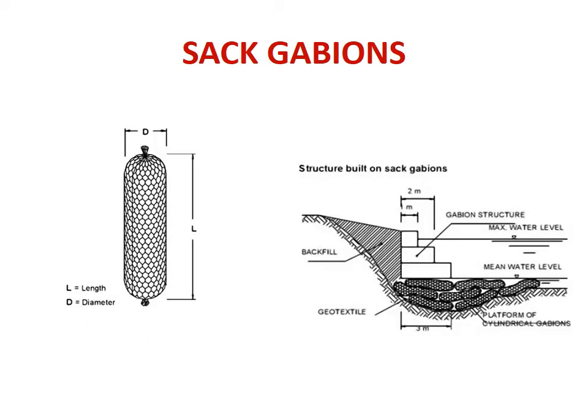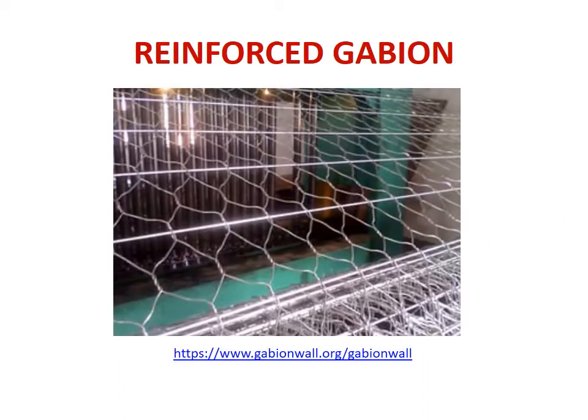Then there is sack gabion. It means it can be used in emergency cases, particularly early, say before flood or before rains, we can have the sacks or bags prepared with the gabions, and when required in an emergency, they can be put up. And then reinforced gabion: along with other types of gabions, what we can do is put additional reinforcement also for the binding.